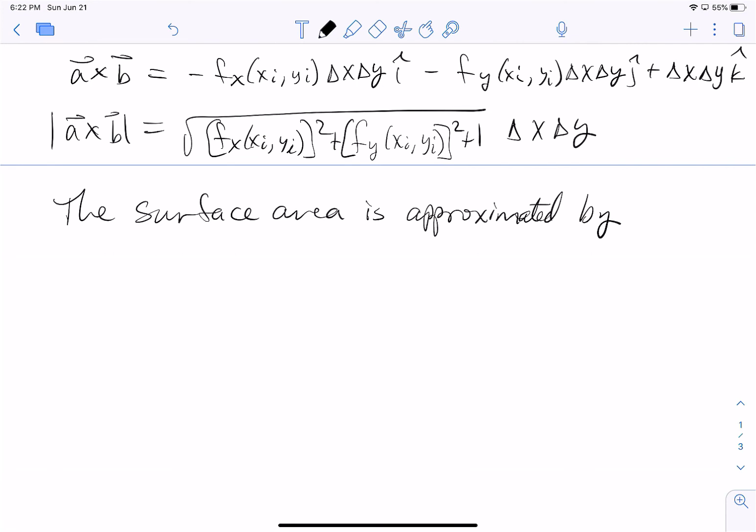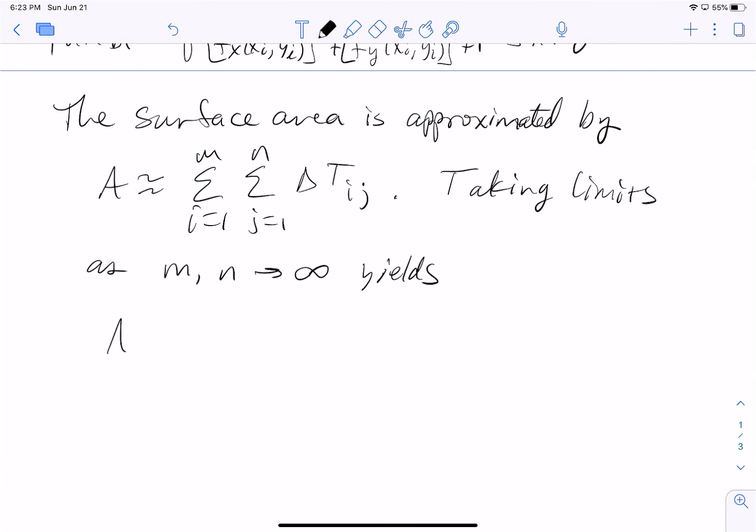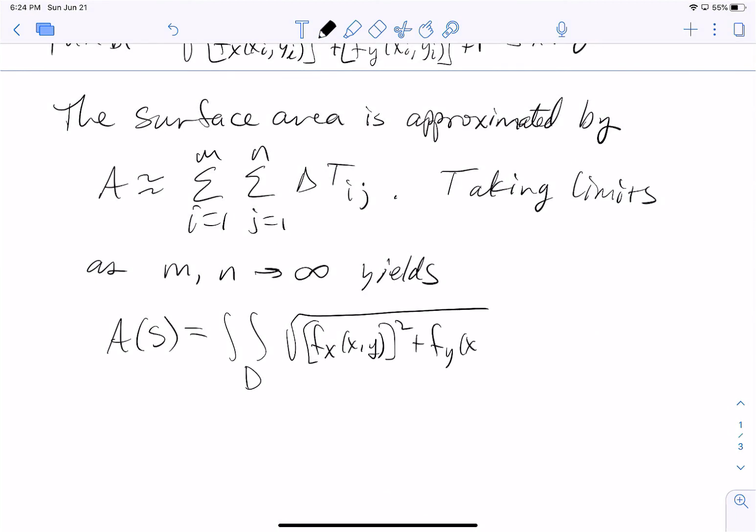The surface area is approximated by A, approximately the sum as i goes from 1 to m of the sum as j goes from 1 to n of delta T_ij. Aren't you glad we didn't write the whole thing out? Taking limits as m and n approach infinity yields that the area of the surface is equal to the double integral over the region D of the square root of f_x of (x,y) squared plus f_y at (x,y), those are the partial derivatives, squared, plus 1, times dA.